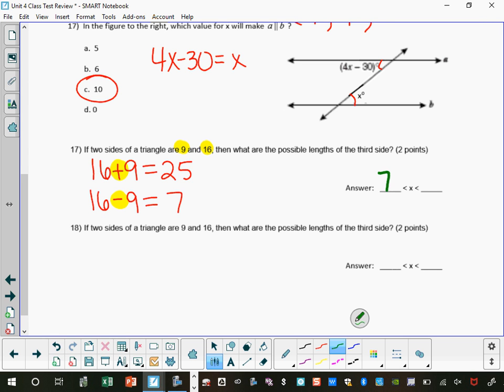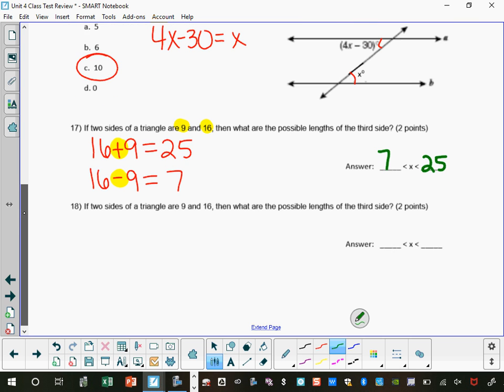And x is going to be less than what? 25. This is your answer. It says x is greater than 7 and x is less than 25. So any number in between 7 and 25 can be my answer.